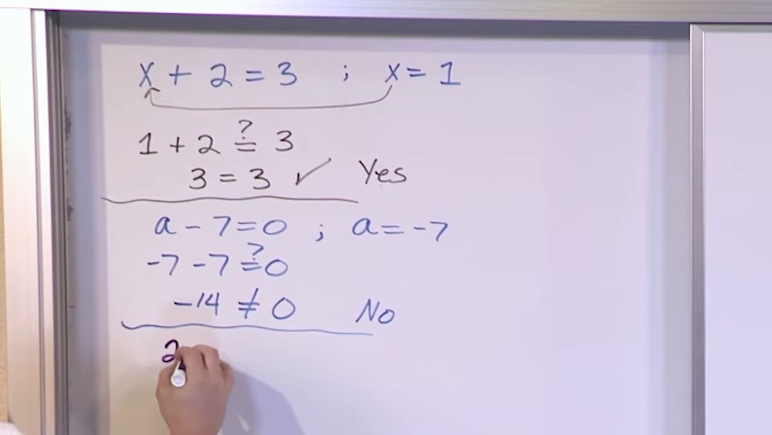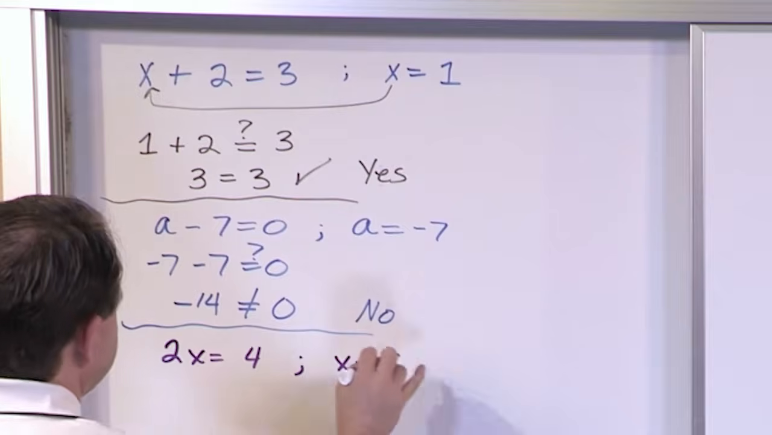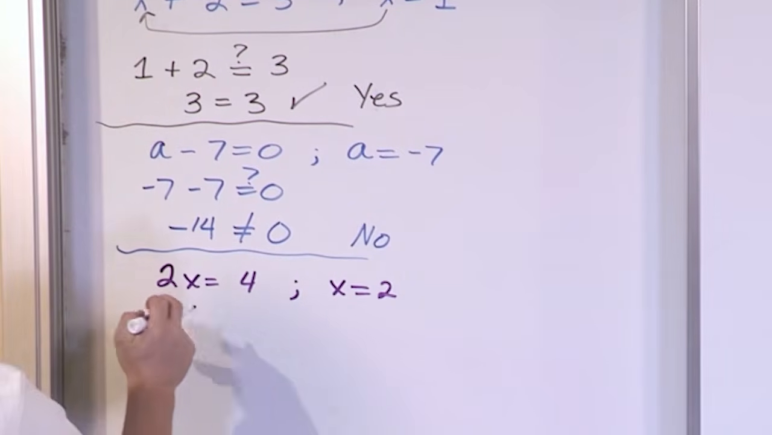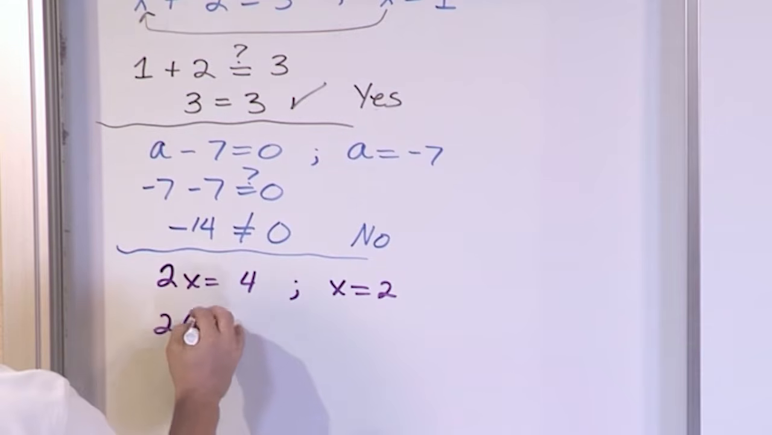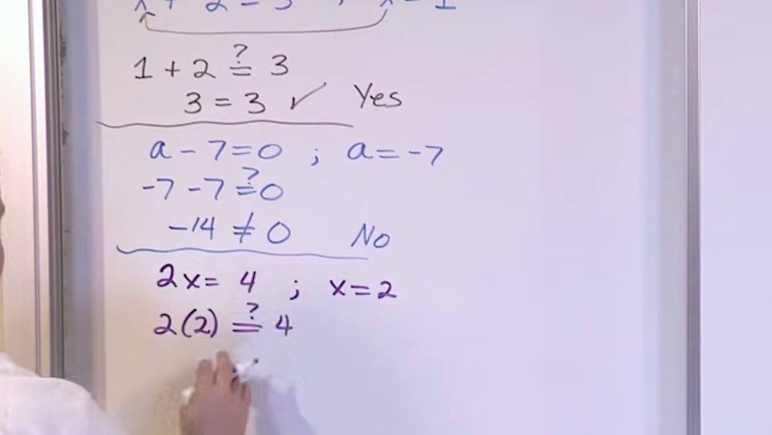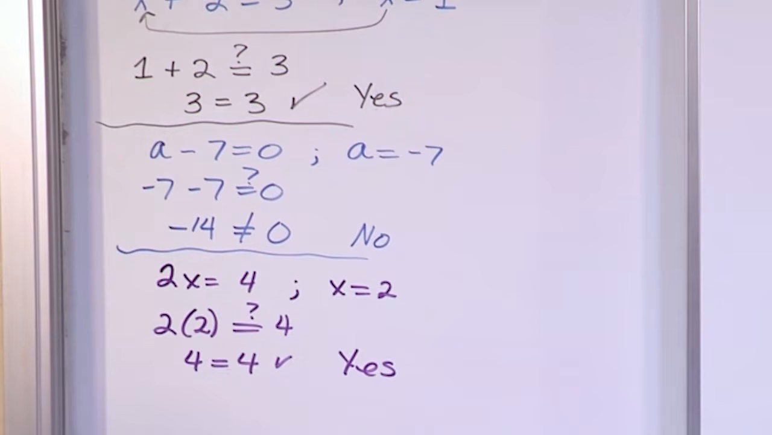Okay? Let's go ahead and do one like this. Let's do 2 times x is equal to 4, and let's say that x is equal to 2. Now we're trying to figure out, is this the valid solution? So stick it in here. 2 times 2, because we're substituting for x, equals, with a question mark, 4. And I think you would agree that 4 is equal to 4. So yes, this is the solution to this equation.